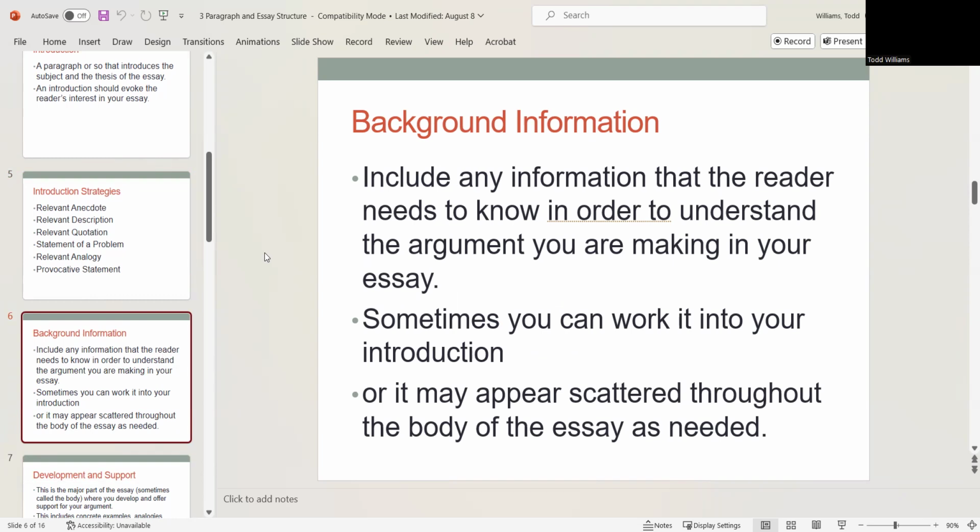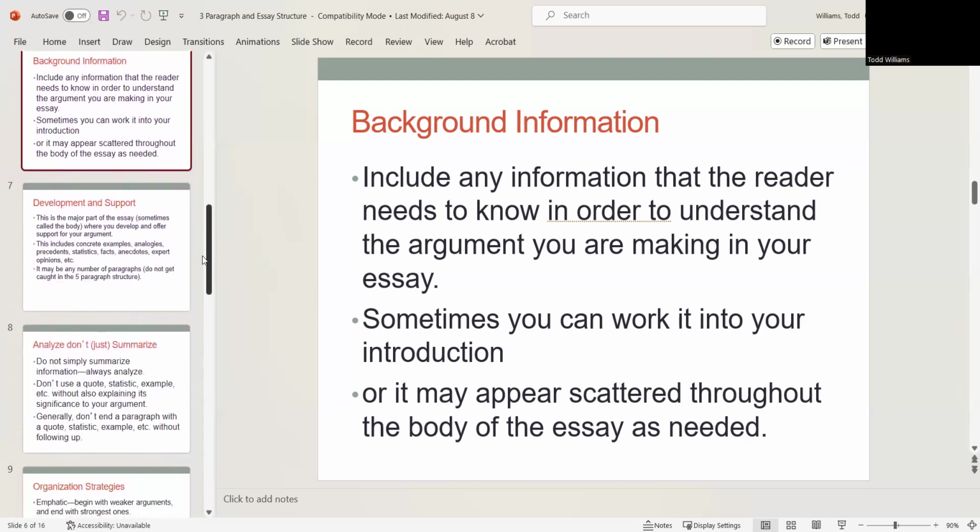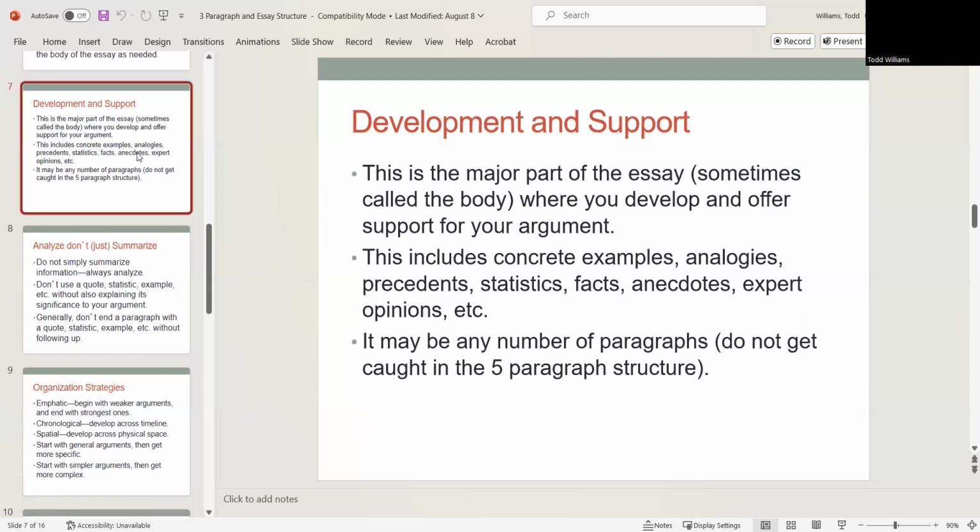There's not one way to do this or one place to put it. Sometimes you might be able to work all the background you need into your introduction. Sometimes you may do it a little bit at a time as needed throughout the body of the essay. Or maybe you devote a whole paragraph to it. Here's the background you need, and throw it all out there. However you want to do it, just make sure it's in there. Make sure your reader understands enough about the subject that they can follow what you're trying to argue.